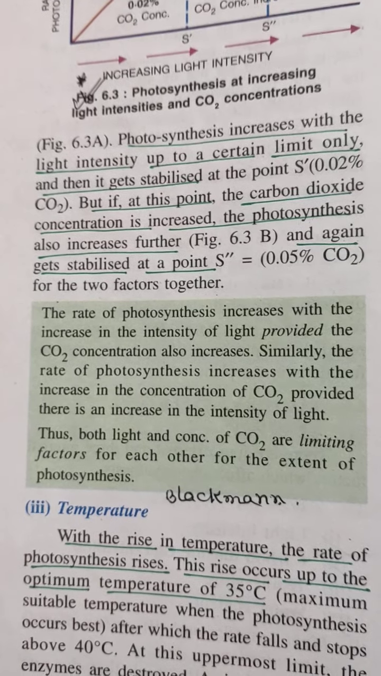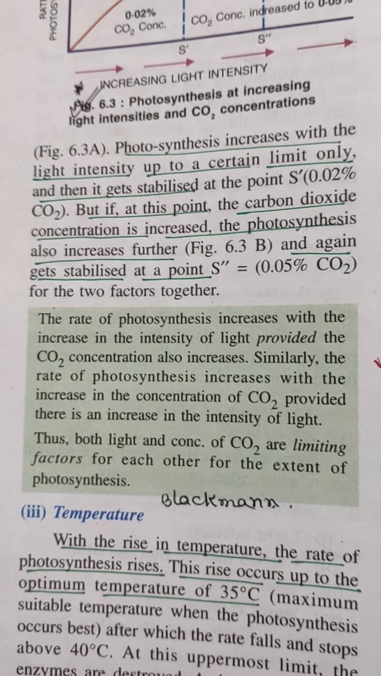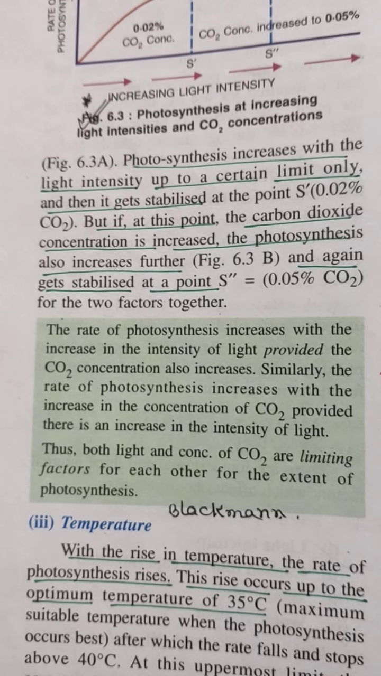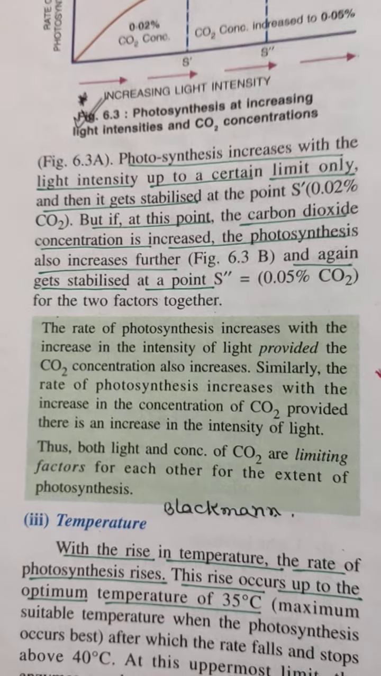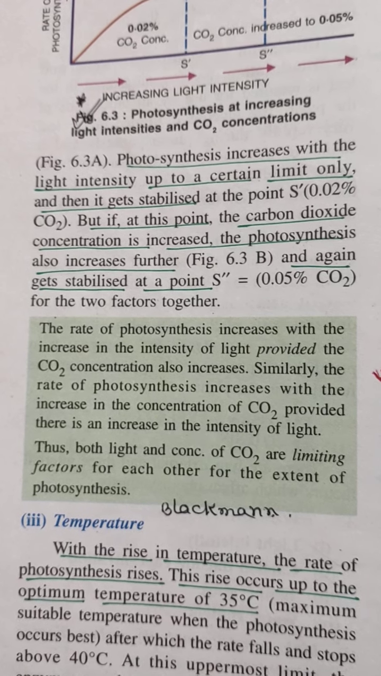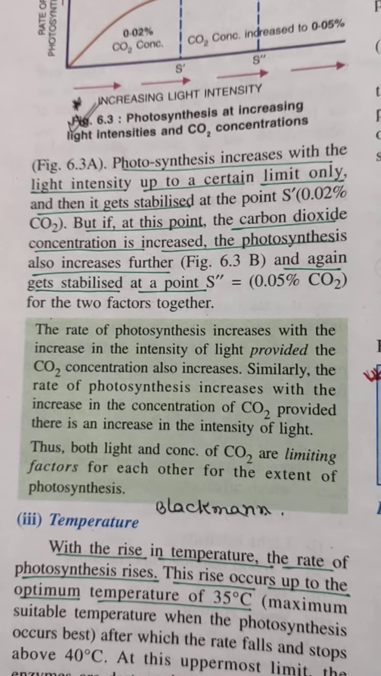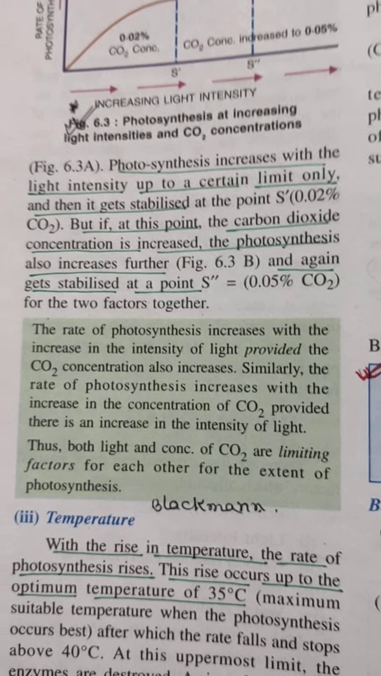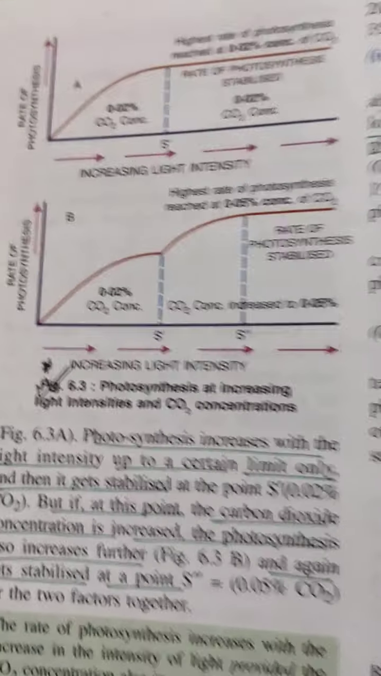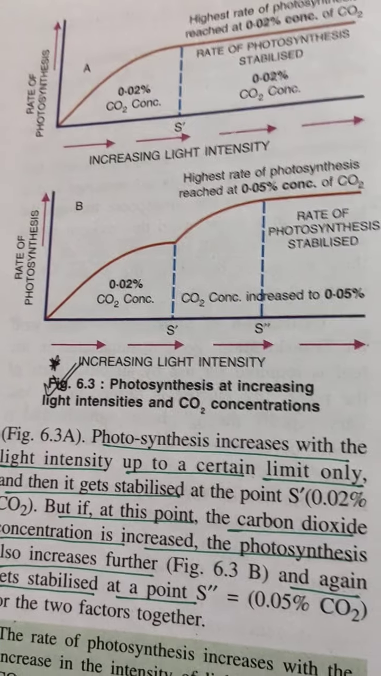of photosynthesis. And this has been given by Blackman, who was a scientist. So it's also known as Blackman's theory or Blackman's reaction. Because here he had correlated the two factors which are acting as a limiting factor for each other for the photosynthesis rate. Let us see this diagram, this graph.